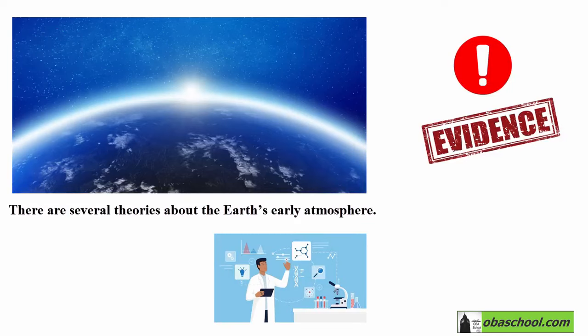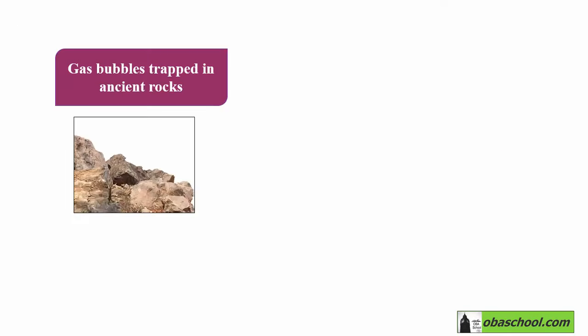However, scientists have reconstructed what they think the atmosphere must have been like, and this theory is based on evidence from gas bubbles which are trapped in ancient rocks. So scientists have found ancient rocks, and inside these ancient rocks there are some gas bubbles. So they analyzed the composition of these gas bubbles.